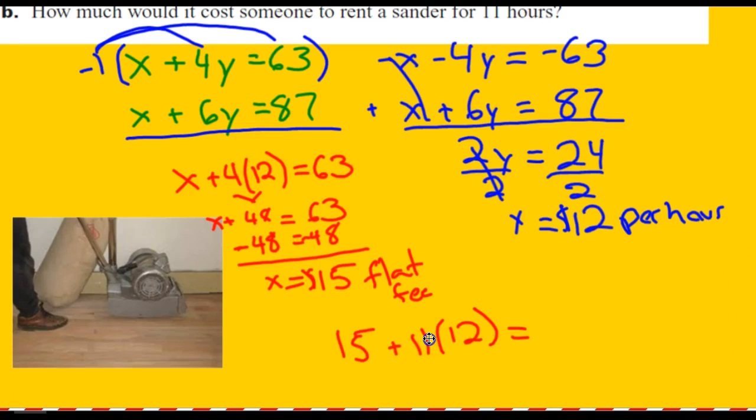So we would need to solve this problem to see how much they would pay for 11 hours. Now, we'd have to do 11 times 12 first. 11 times 12 gives us 132, plus 15. 15 plus 132 gives us $147 for 11 hours.